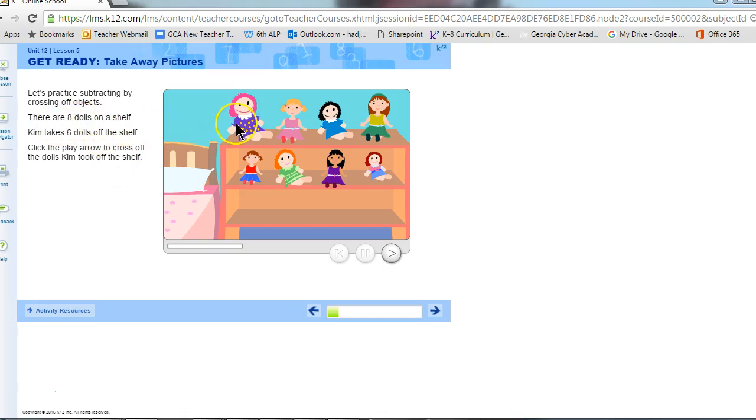There are 8 dolls on the shelf. Kim takes 6 dolls off the shelf. So 6 of them are going away. We're going to watch this as it takes away 6. And you can see how many are left.